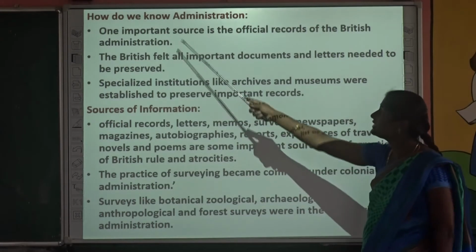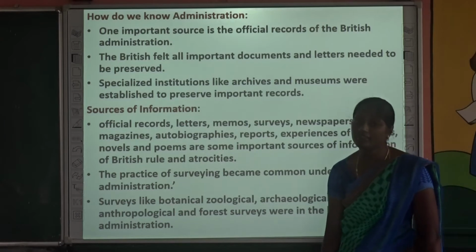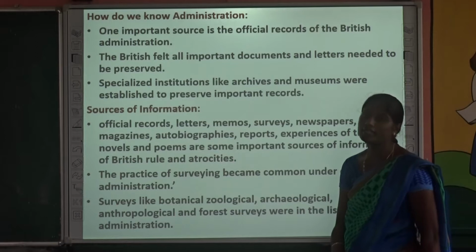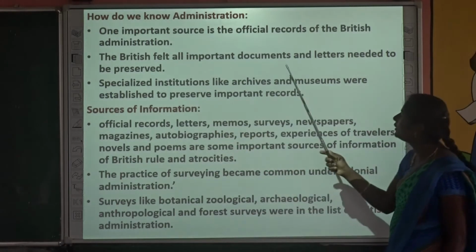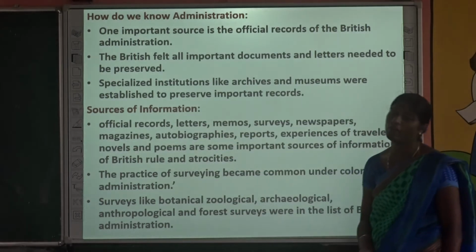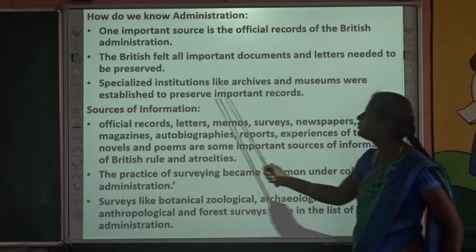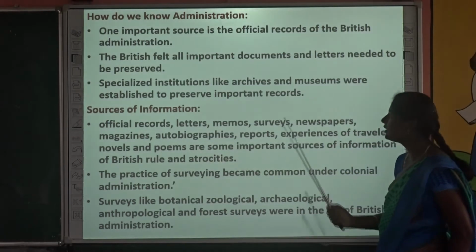They made each and everything as a record. The British people made each and everything as a record. So, that is the source for us to study the history. And the British felt all important documents and letters needed to be preserved. So, they protected all the records in a separate room. Specialized institutions like archives and museums were established to preserve important records.